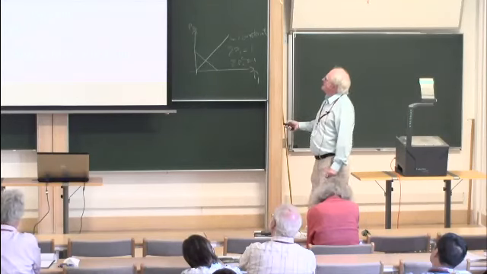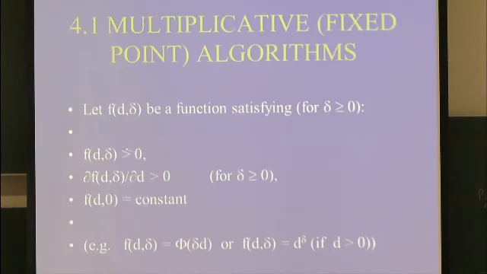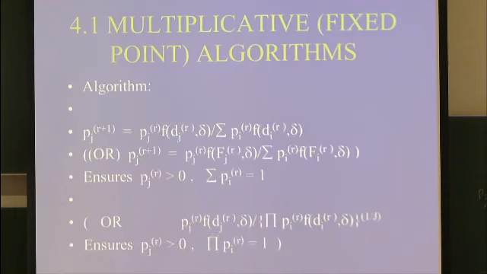Algorithm: choose a function here of two arguments, d and delta. D is the derivative, delta is a free parameter. If d is 0 the function should be a constant, and the function should increase in d. Some choices here. The multiplicative algorithm ensures the constraints of positivity and summing to 1. You take current iterates, multiply them with this function f, evaluated at the partial derivatives at that iterate, for some choice of this parameter delta, and then scale so that they sum to 1.